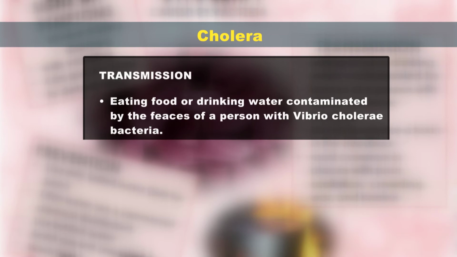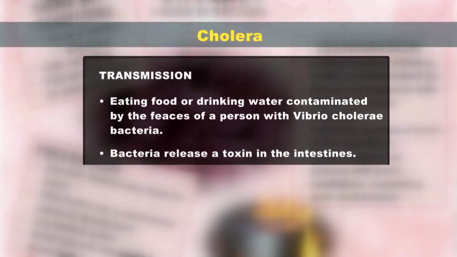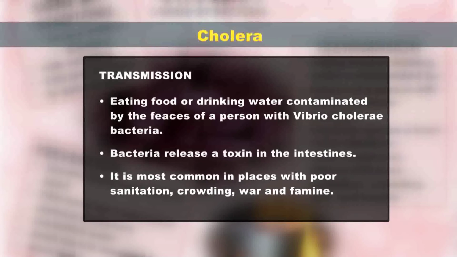Transmission of cholera: eating food or drinking water contaminated by the feces of a person with Vibrio cholerae bacteria. Bacteria release a toxin in the intestines. It is most common in places with poor sanitation, crowding, war, and famine.